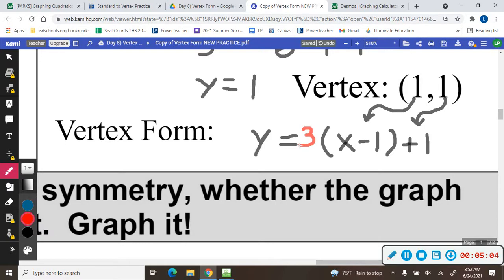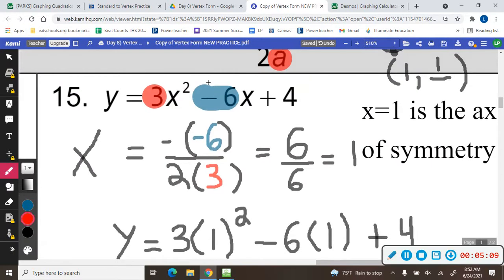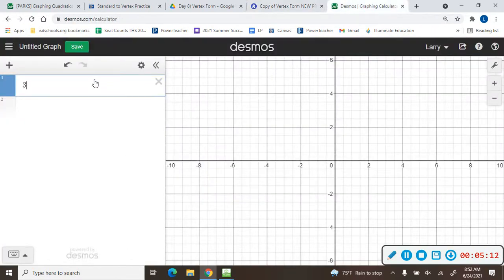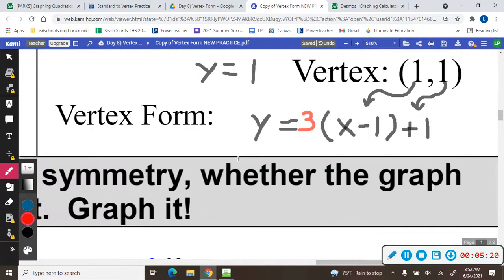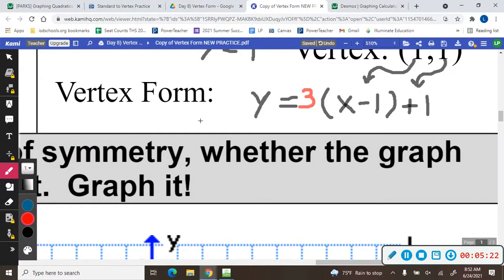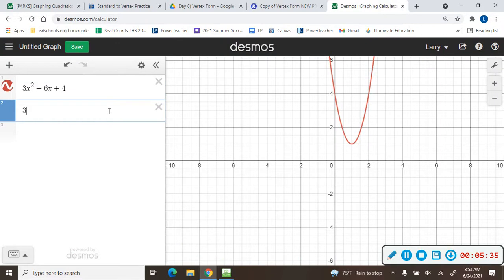Now what I'm going to do now is I'm going to check my work. And so I'm going to plug this in and this in and just make sure they are the same thing. 3x squared minus 6x plus 4. And then I think 3x minus 1. And I just noticed that this is linear because I forgot a very important step, and that is putting a 2 right here. That's very important. So now I have 3x minus 1 squared plus 1. And notice they are the same thing.